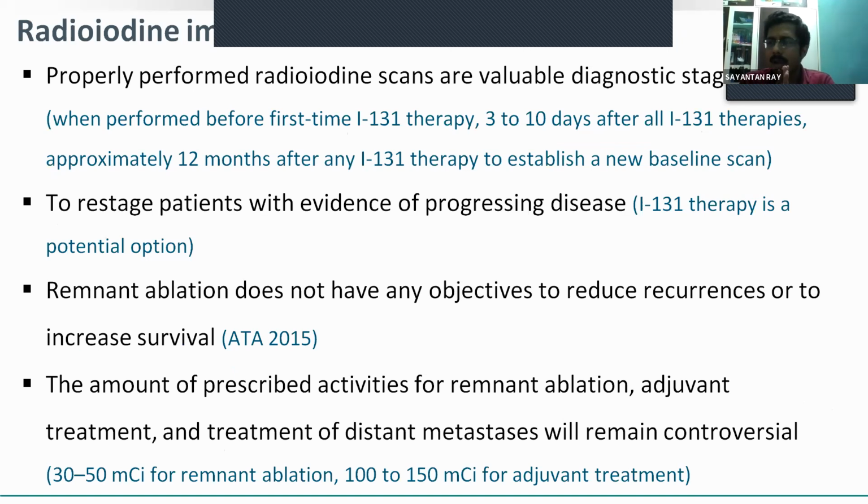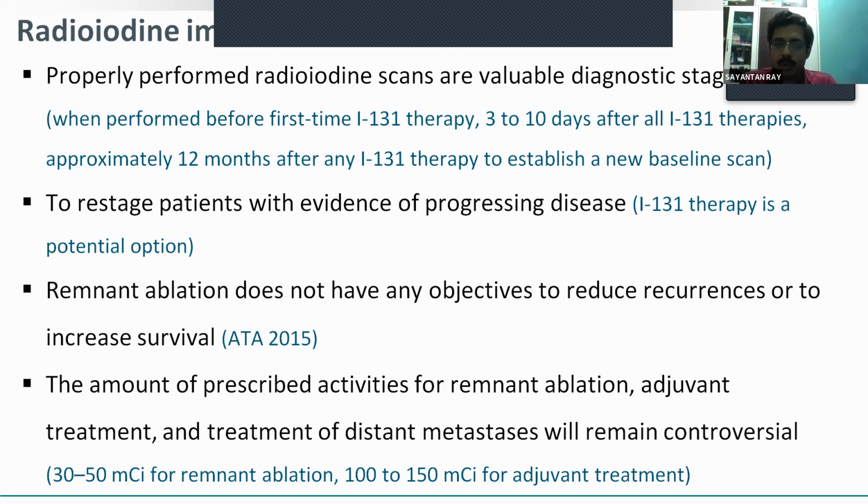So to summarize the radioiodine imaging and therapy part, if properly performed, radioiodine scans are valuable diagnostic staging tools. They should be performed before first-time iodine therapy, 3 to 10 days after therapies, and approximately 12 months after I-131 therapy to establish a new baseline scan. And of course, a restaging scan is important when there is evidence of progressing disease, because I-131 therapy is a potential option for them. Remnant ablation was already discussed.